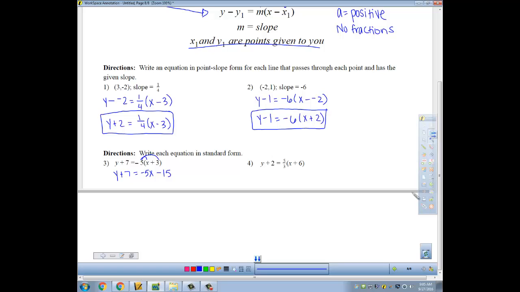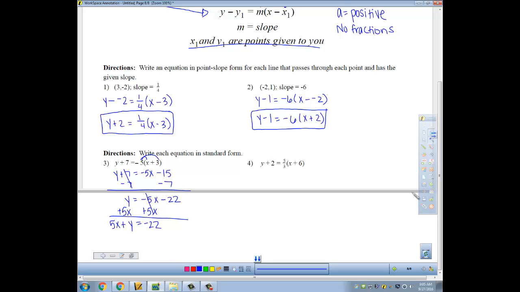I personally like to move my constant first, so move the 7 to the other side. So I'm going to subtract the 7 from both sides to get y equals -5x minus 22. And then from there I just need to move my 5x over, so I'm going to add it to the other side. And I like to always write the x first because it's alphabetical, so 5x plus y equals -22.